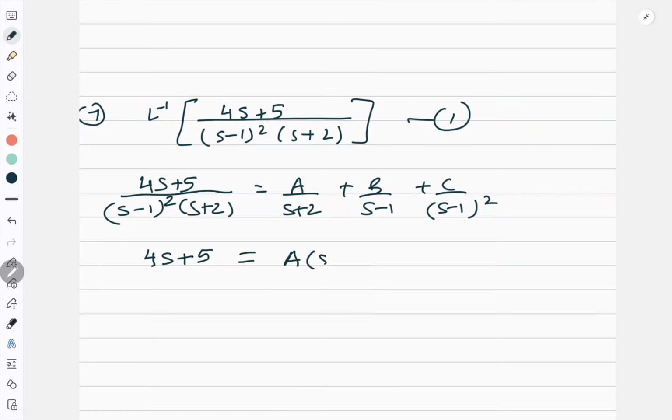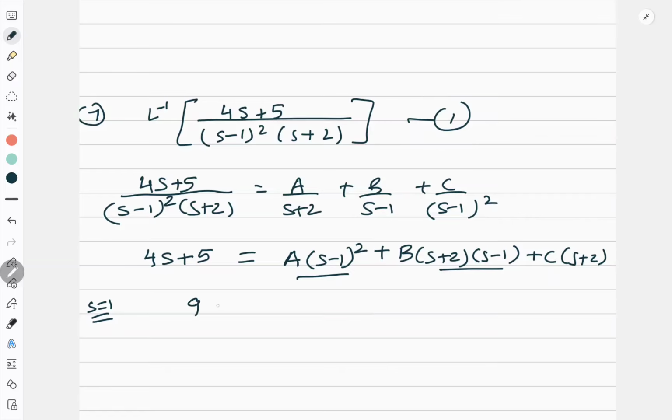So a, it will come with s minus 1 square plus b s plus 2 s minus 1 plus c s plus 2. Now in this you put first s is equal to 1. If you put s is equal to 1, this term and this term will become 0. So 9 is equal to 3c. Implies c is equal to 3.